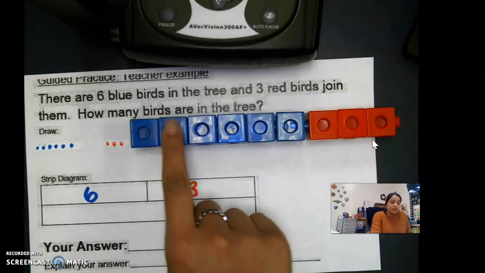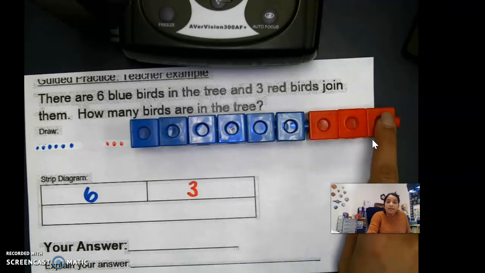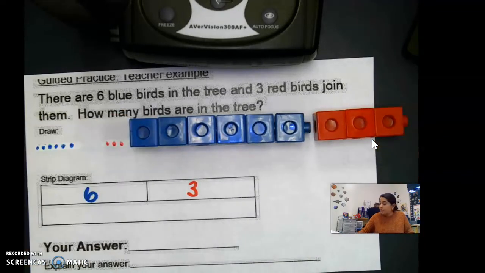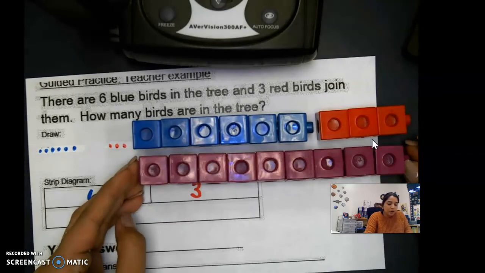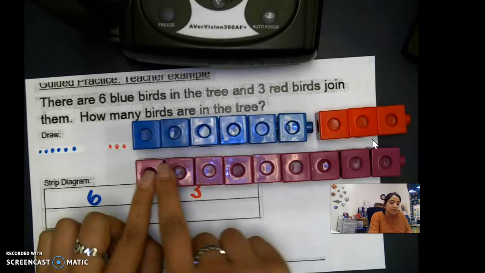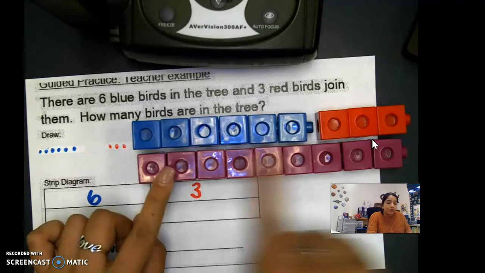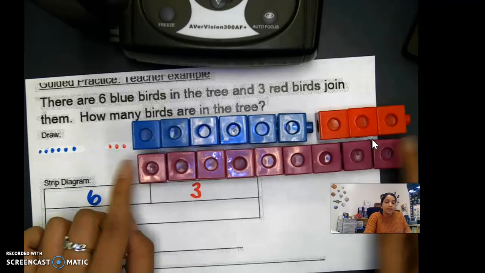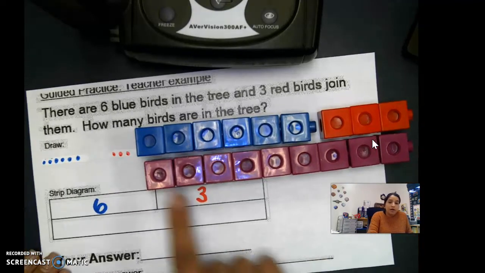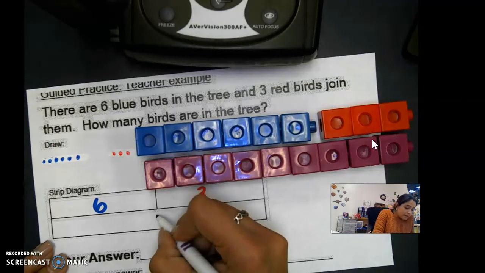So 1, 2, 3, 4, 5, 6, 7, 8, 9. So how many birds do we have in the tree? 9. So I'm going to go ahead and put 9 purple linking cubes in order to represent the total number of birds in the tree. There are 9. 1, 2, 3, 4, 5, 6, 7, 8, 9. And 9. So how many birds are in the tree in total? 9.